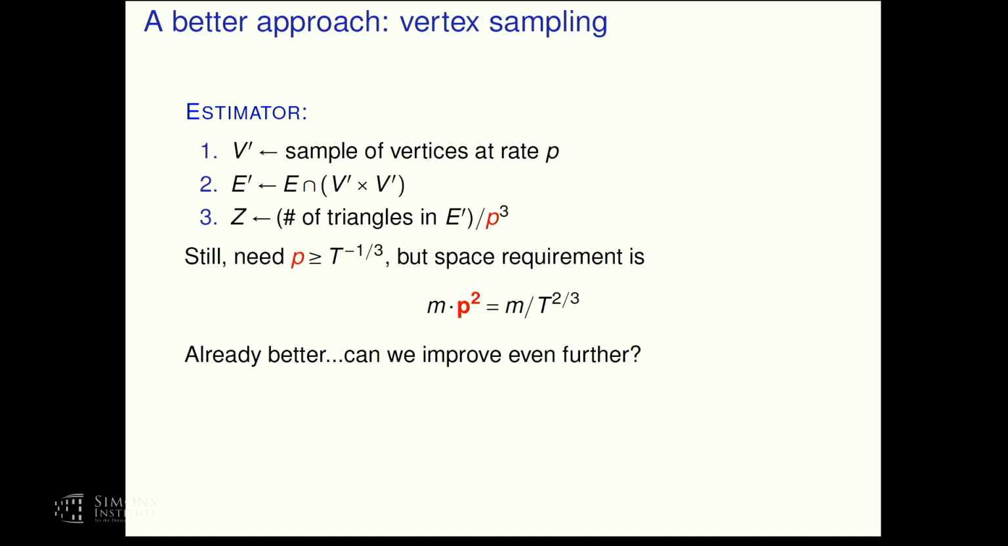So now, how large does p need to be in order for this to converge, to have good variance? Well, the calculation is the same, because p needs to be at least t to the minus 1/3. I want to capture at least a large constant number of triangles. But the space requirement now is much better, because I only keep a given edge with probability p squared. Both endpoints have to be in. So this improves the sketching complexity of our algorithm to m divided by t to the 2/3. And note that m is really order n here, because I'm making this bounded degree assumption.